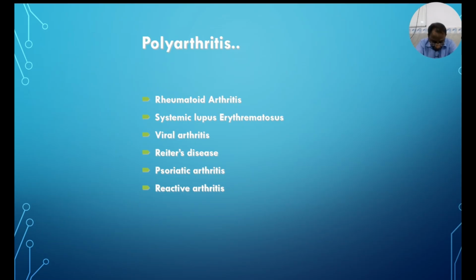Viral arthritis, sometimes polyarthritis, is also common, like chikungunya, etc., or post-viral hepatitis B or Hep C or HIV. These are the common viruses which will be involved in polyarthritis. So these people will have arthritis for about 2 months, 3 months, 4 months, 6 months also. Reiter's disease, nowadays we are not seeing much of it, but psoriatic arthritis is very common.